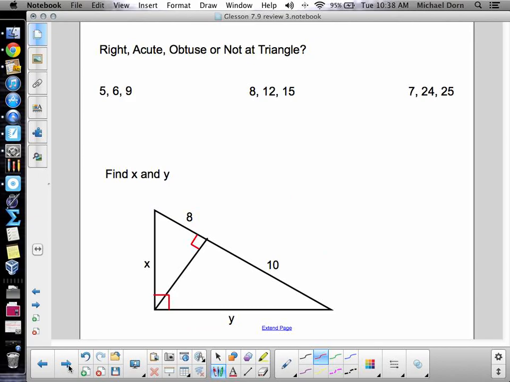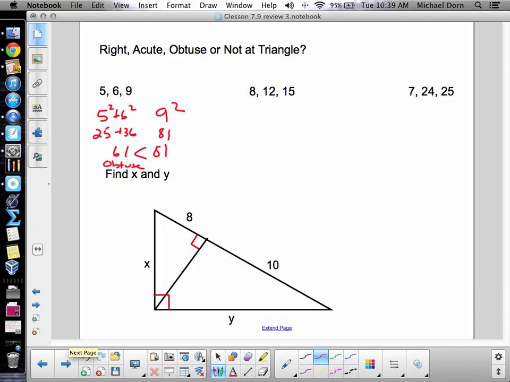Right, acute, obtuse, or not a triangle. This is converse of Pythagorean theorem. It's the only way we can do this. So again, we set it up. First off, is it a triangle? 5, 6, 9, does it make a triangle? Yes. So 5 squared plus 6 squared, 9 squared. That's 25 plus 36, 61, 81. Oh, the third side is too long. Therefore, that triangle is obtuse.